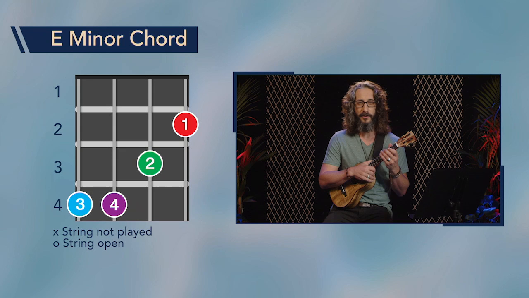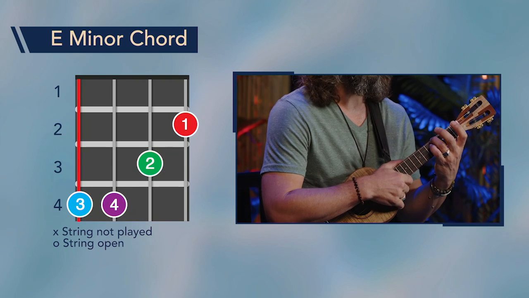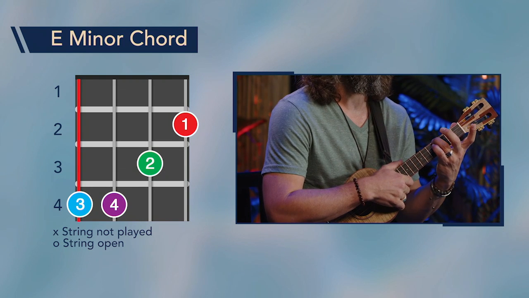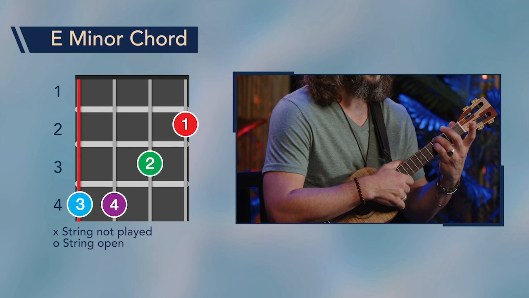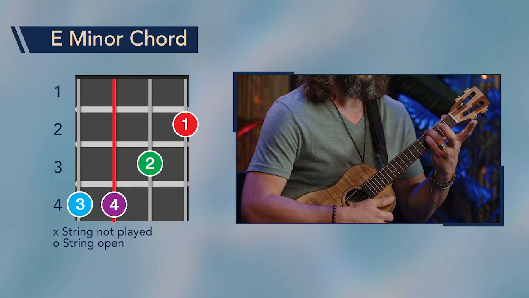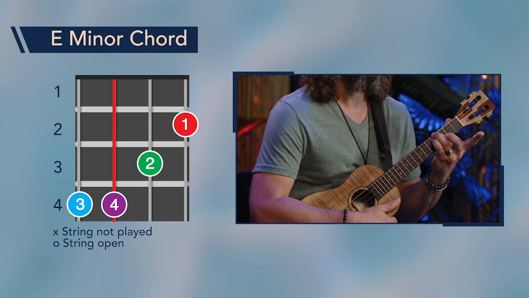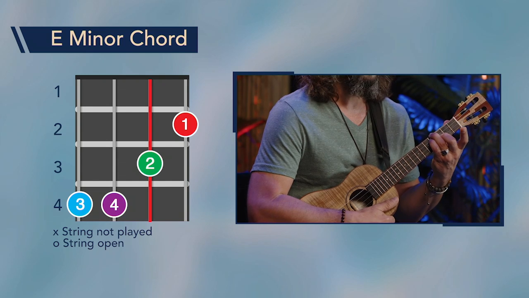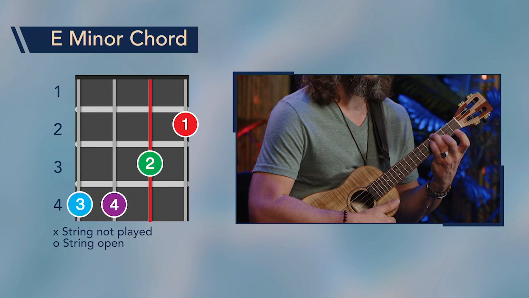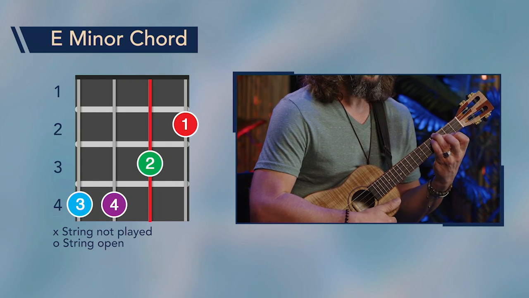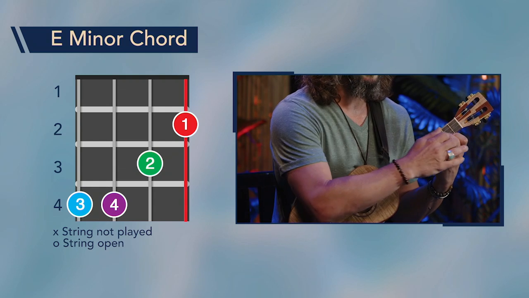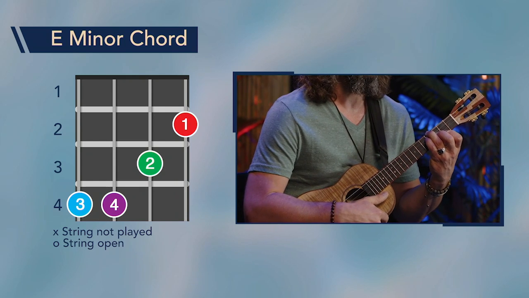The other E minor chord I happen to think sounds a little better, but it's a little bit tricky to play. We'll start with the ring finger or 3rd finger on the 4th fret of the 4th string. Then we'll add the pinky to the 4th fret of the 3rd string. Next, we'll add our middle finger to the 3rd fret of the 2nd string. And finally, our index finger is placed on the 2nd fret of the 1st string.